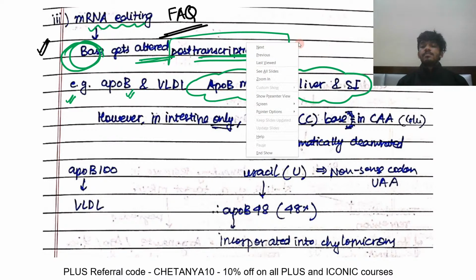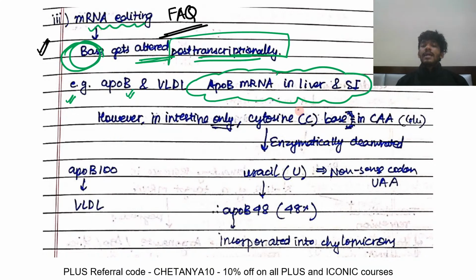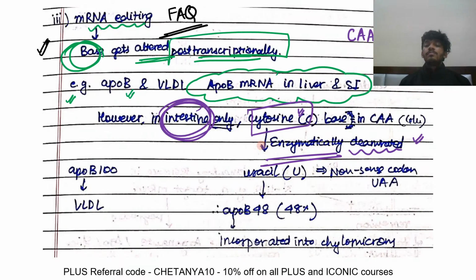There is a cytosine base present in the CAA codon, which codes for glutamine. But this cytosine gets deaminated enzymatically. Otherwise its spontaneous deamination is also possible, but in the intestine you have an enzyme that will deaminate cytosine. That causes conversion of cytosine to uracil, forming UAA, and as you all know, UAA is a nonsense codon, which means it is a stop codon.